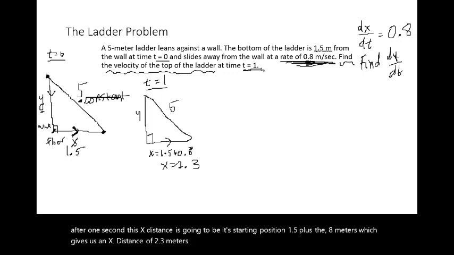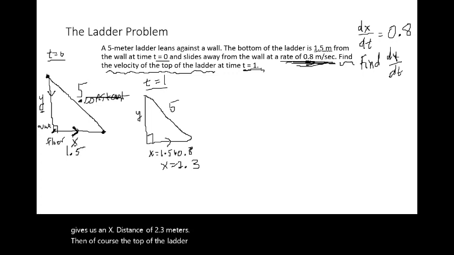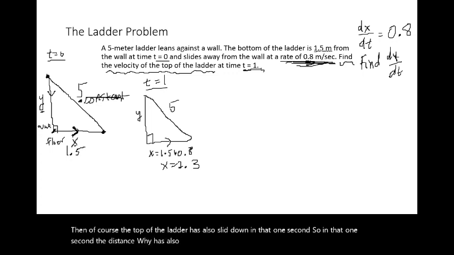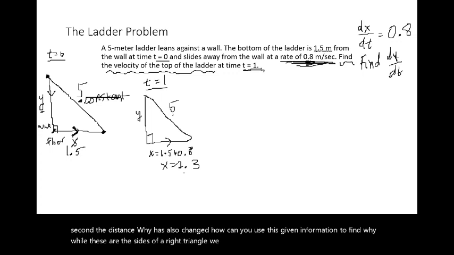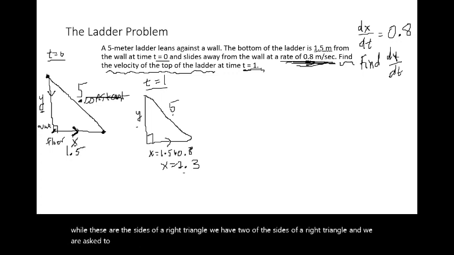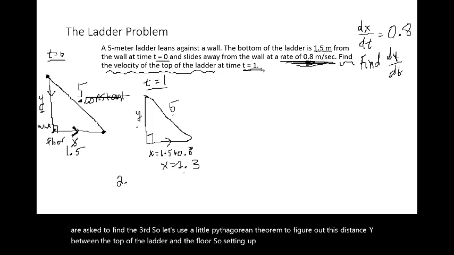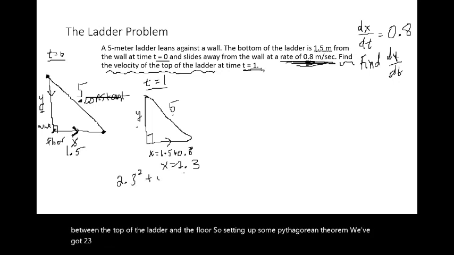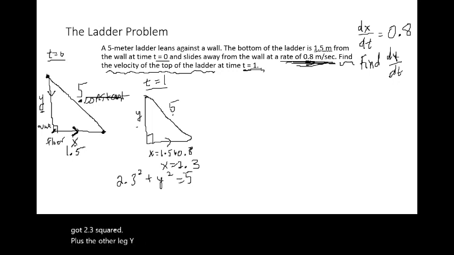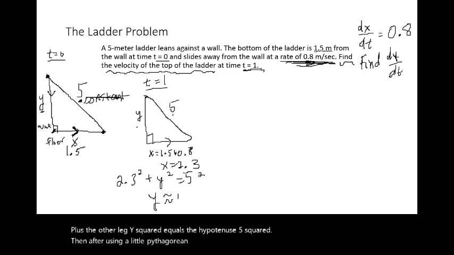Then, of course, the top of the ladder has also slid down in that 1 second. So in that 1 second, the distance y has also changed. How can you use this given information to find y? Well, these are the sides of a right triangle. We have 2 of the sides of a right triangle, and we are asked to find the third. So let's use a little Pythagorean theorem to figure out this distance y between the top of the ladder and the floor. Setting up the Pythagorean theorem, we've got 2.3 squared plus the other leg, y squared, equals the hypotenuse 5 squared. Then, after using a little algebra, you get y is approximately 4.44 meters.